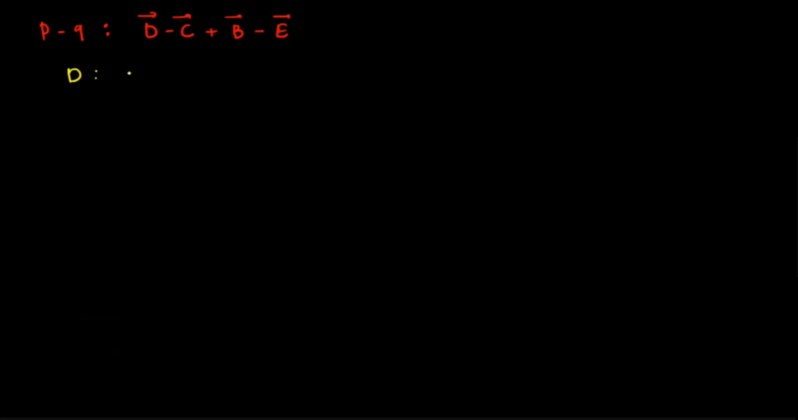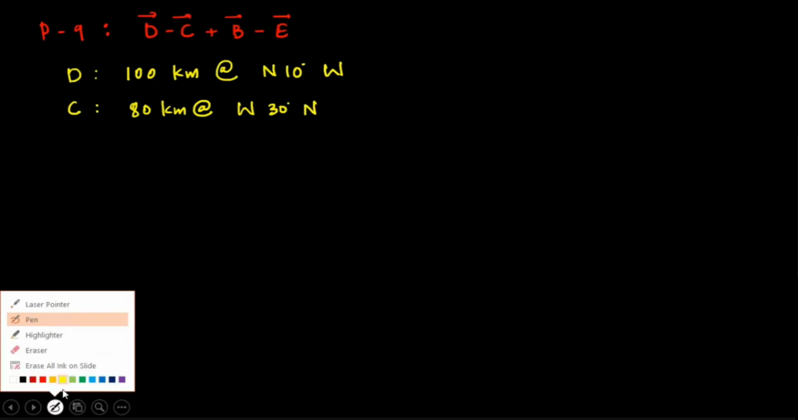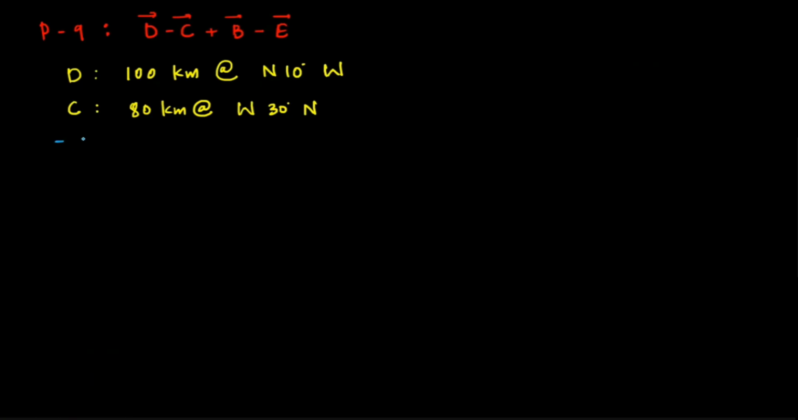as already mentioned, 100 kilometers at north 10 degrees of west. Then C is given as again 80 kilometers at west 30 degrees of north. But here we have to find minus C. So we'll directly substitute the values of negative C. We already found negative C in the previous question also.